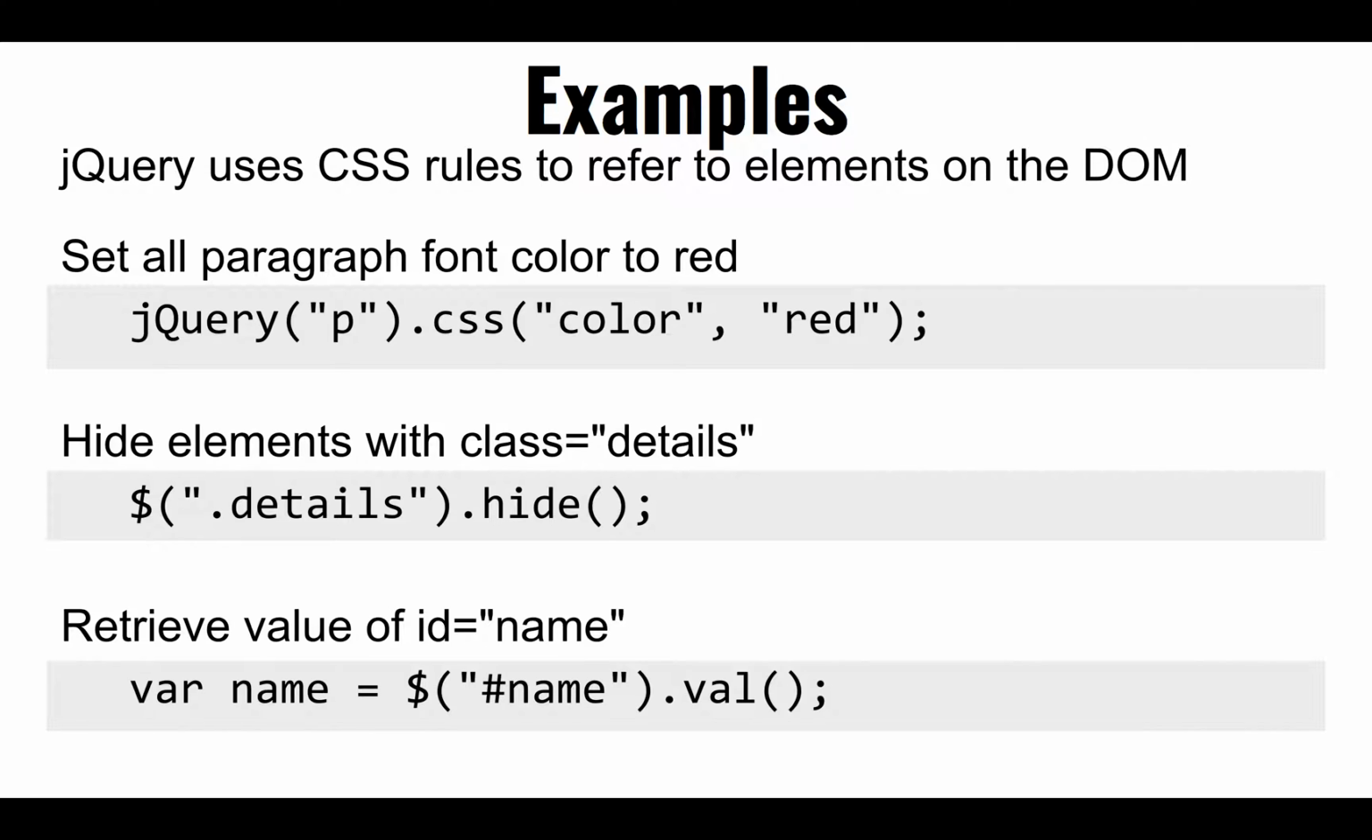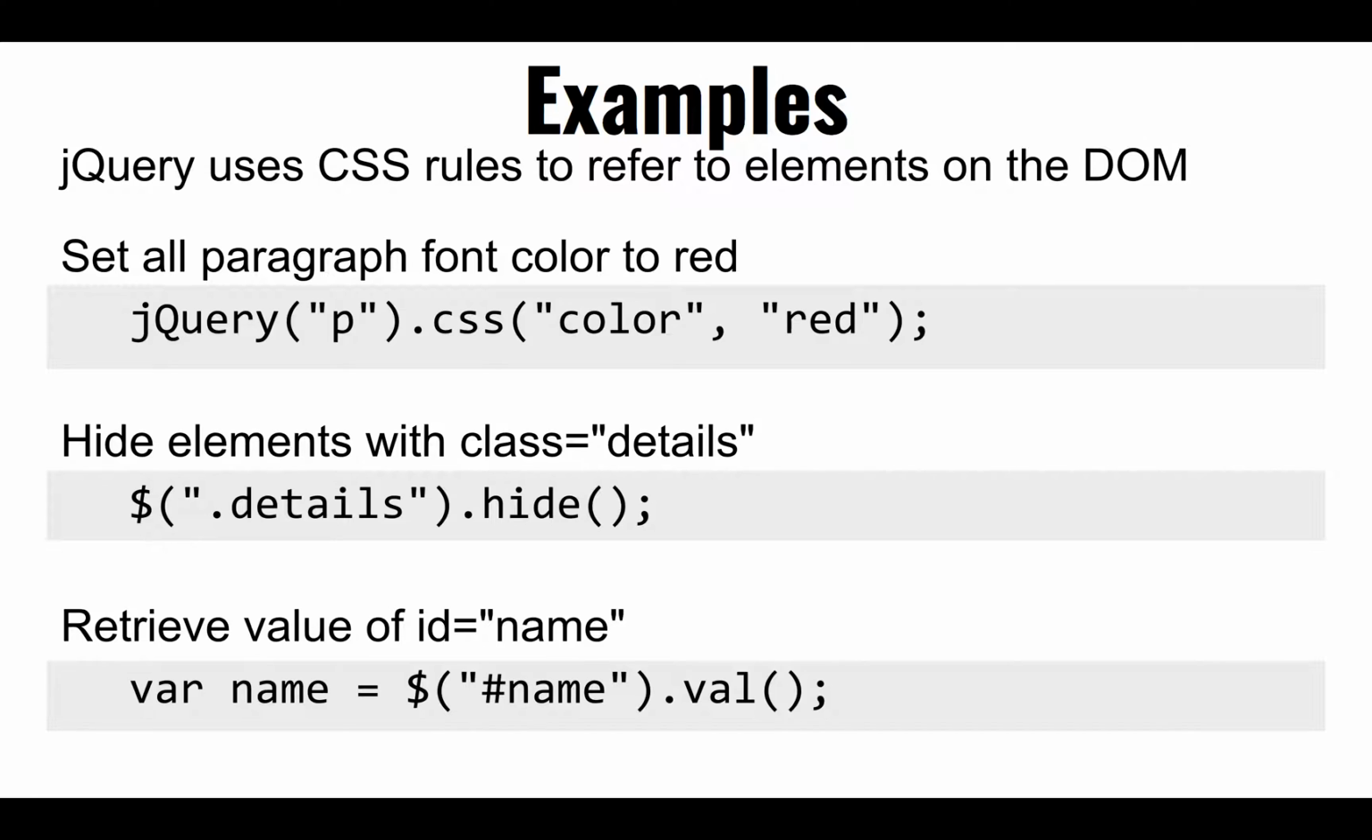Here's another one. It says $, hey jQuery, .details, meaning in CSS, I'm grabbing all the elements that have the class details on them. And .hide does what you would expect. It just hides it. It doesn't show it anymore, but it's still in the DOM. It's just not visible.